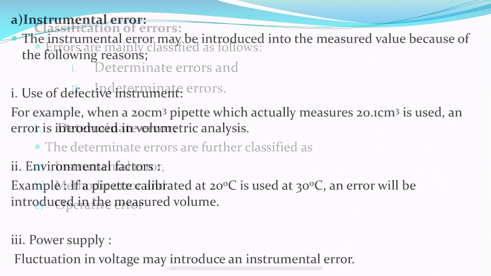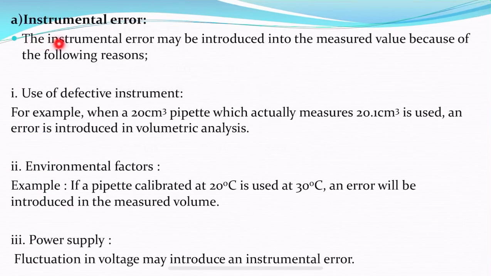Okay, so what is meant by instrumental error? These are the errors which are introduced by the instrument. While measuring the readings, we will make some mistakes that will be shown by the instrument. These errors are introduced into the measured value by the instrument which we are going to use. The instrumental error may be introduced into the measured value because of the following reasons. So what are those reasons?